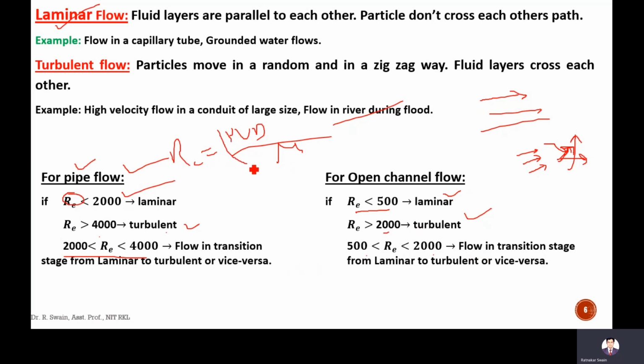Rho V d by mu. If you increase the diameter, the Reynolds number will increase, so if the flow is in laminar condition, it will try to change into turbulent condition. If you increase the discharge, meaning the velocity, it will try to convert into turbulent. If you increase the viscosity, the Reynolds number will decrease, and it will try to become laminar flow. So, rho V d by mu.